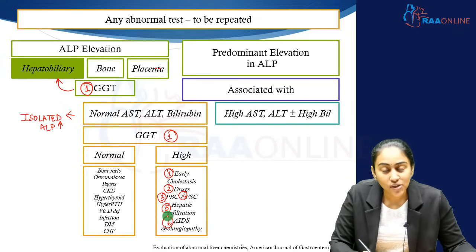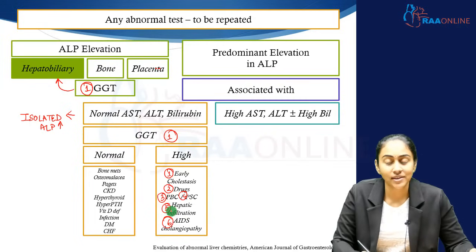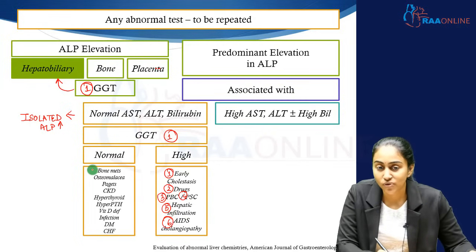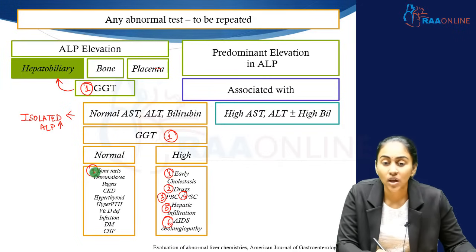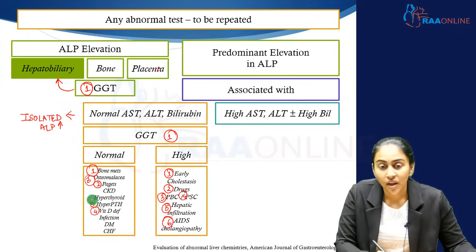So if the GGT is normal, then it is a non-hepatic cause of alkaline phosphatase elevation. As I mentioned earlier, bone is a very important source. So it could be bone malignancy, both primary and secondary. Could be a bone disease with high turnover like Paget's, could be osteomalacia, vitamin D deficiency, hyperparathyroidism, then hyperthyroidism, chronic kidney disease. And finally, even patients with infections, diabetes and congestive heart failure can have elevation in alkaline phosphatase.